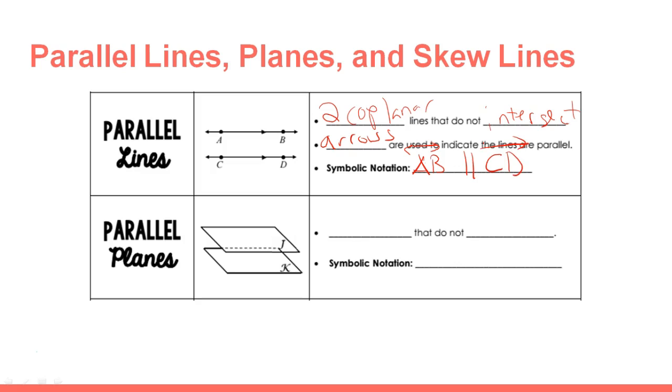And in a similar sense here, we have parallel planes. Parallel planes are simply planes that do not intersect. When we talk about planes, we would just say the word plane and then the name, in this case J or K. So we could say that plane J is parallel to plane K.